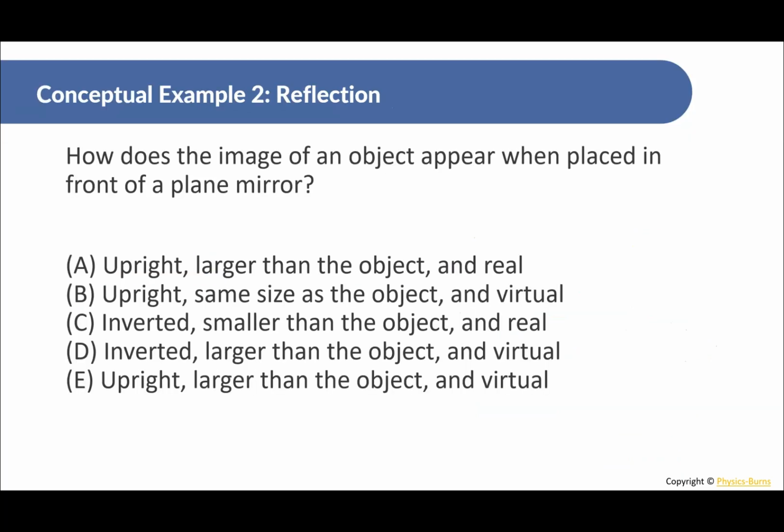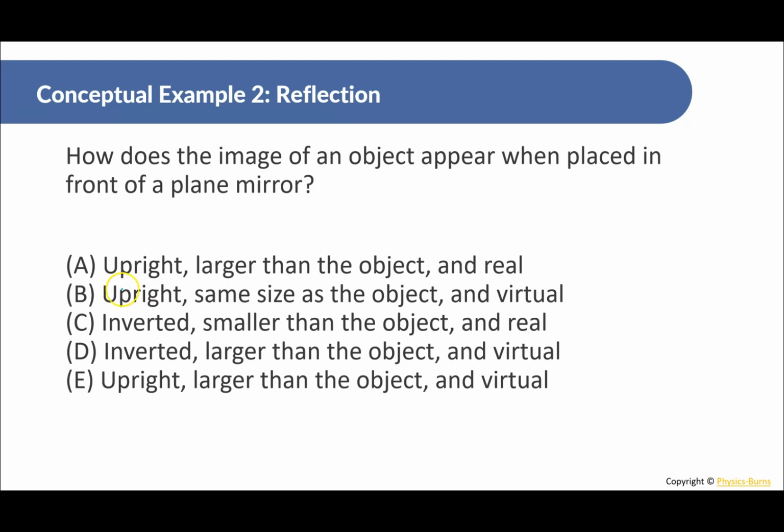How does the image of an object appear when placed in front of a plane mirror? Upright, larger than the object, and real. Upright, same as the object, and virtual. Inverted, smaller than the object, and real. Inverted, larger than the object, and virtual. Upright, larger than the object, and virtual.